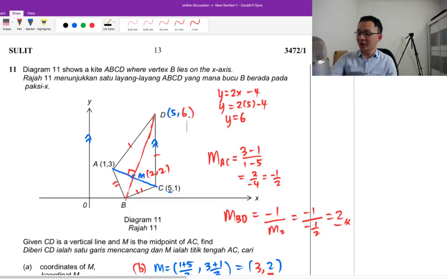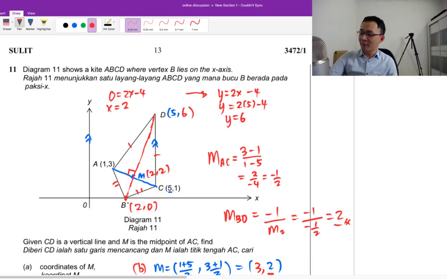Okay, then because I need to find the ratio, I need to find my coordinate B also. B basically is the x-intercept. X-intercept means y equals 0. So I will sub 0 into this equation. You can see 0 equals 2x minus 4, and then I will get x equals 2. So if x equals 2, I know my coordinate B is (2, 0).